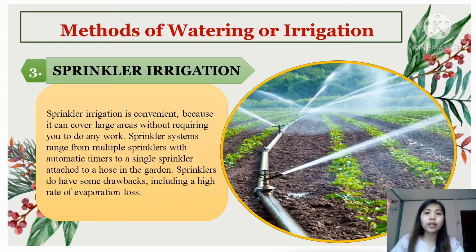Third is sprinkler irrigation. Sprinkler irrigation is convenient because it can cover large areas without requiring you to do any work. Sprinkler systems range from multiple sprinklers with automatic timers to a single sprinkler attached to a hose in a garden. Sprinklers do have some drawbacks, including a high rate of evaporation loss. Watering when wind is minimal reduces evaporation loss. Sprinklers spray water over plant foliage, and the moisture can contribute to fungal diseases and mildew problems.